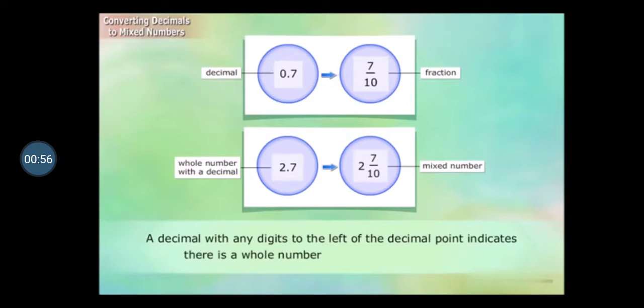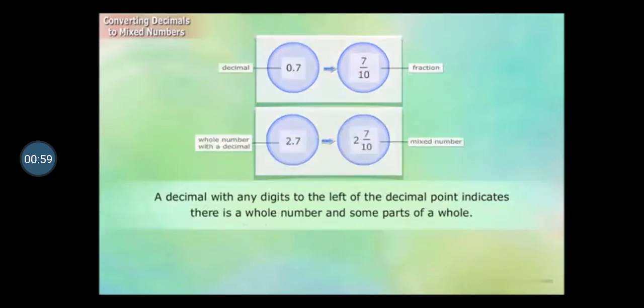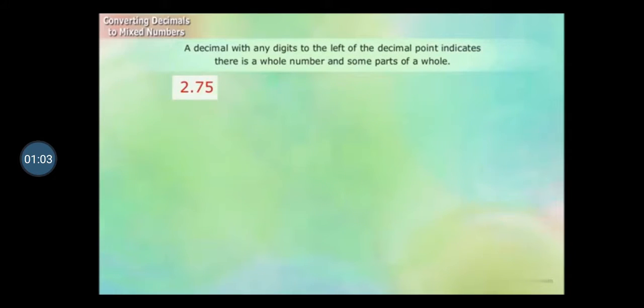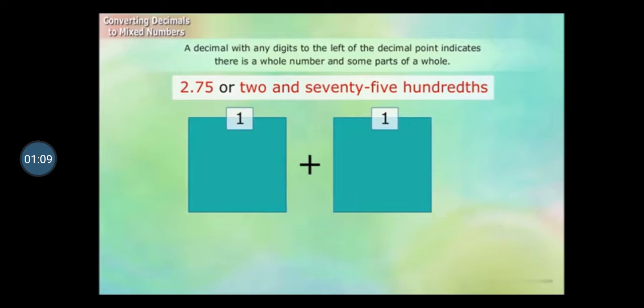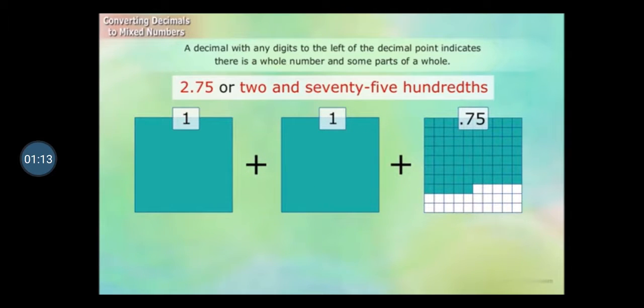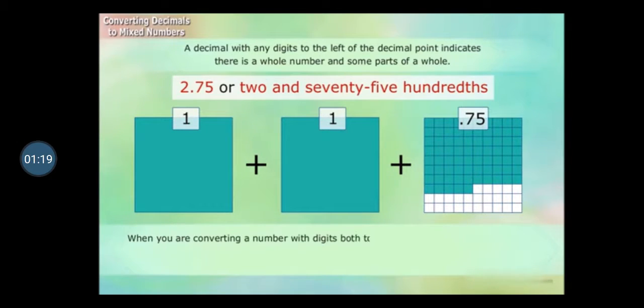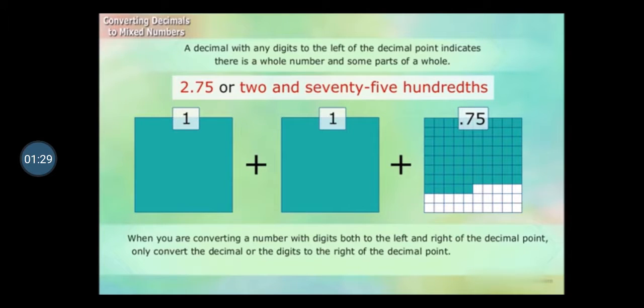And my dear students, a decimal with any digit to the left of the decimal point always indicates the whole number and some parts of the whole. Like if we have a number 2.75 or 2 and 75 hundredths, we can see that 2 is the whole number and 75 hundredths is the part that we have selected from 100. So when you are converting a number with digits both to the left and right of the decimal point, only convert the digits that are present on the right side and leave the whole number the same. Only we have to convert the decimal.